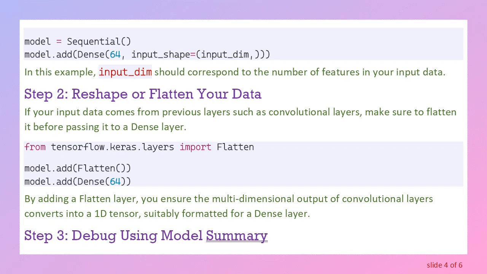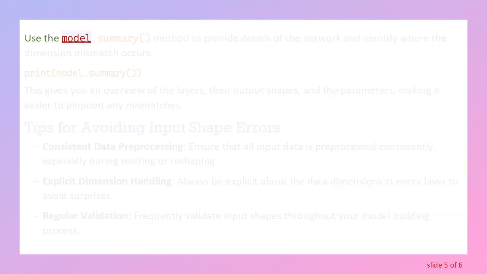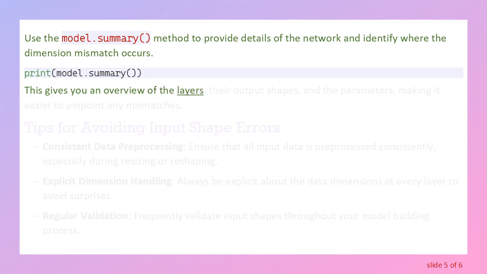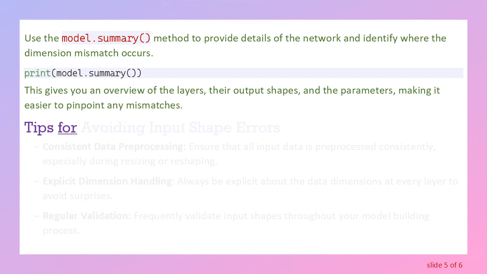Step 3. Debug using model summary. Use the model.summary method to provide details of the network and identify where the dimension mismatch occurs. This gives you an overview of the layers, their output shapes, and the parameters, making it easier to pinpoint any mismatches.